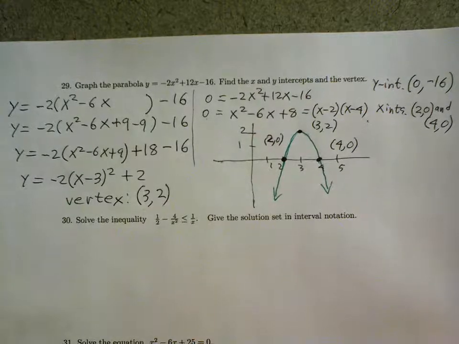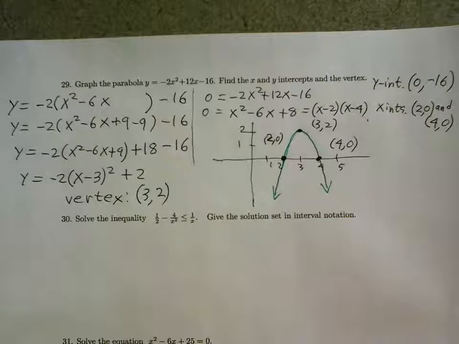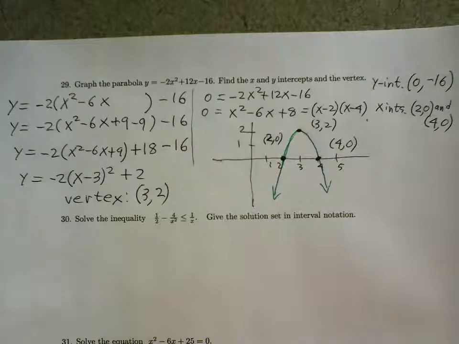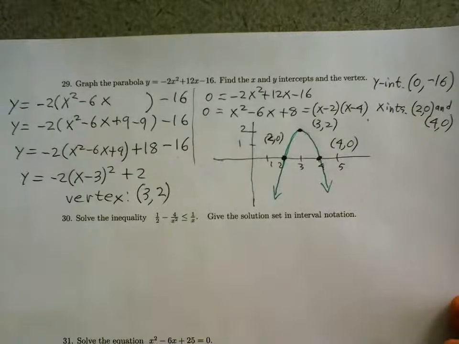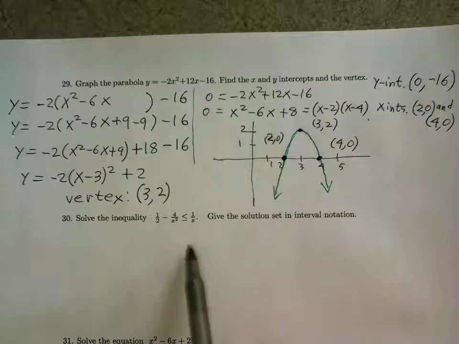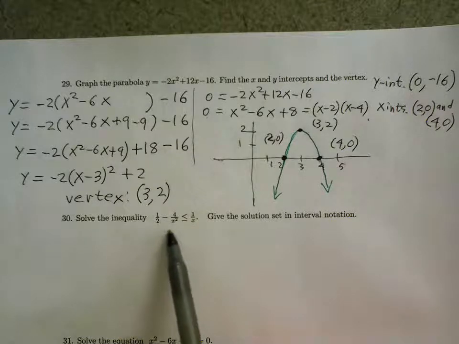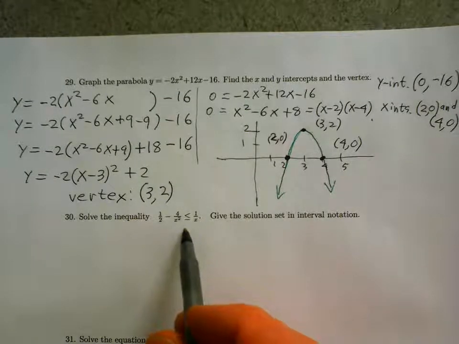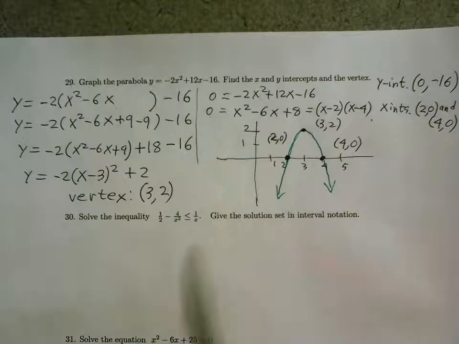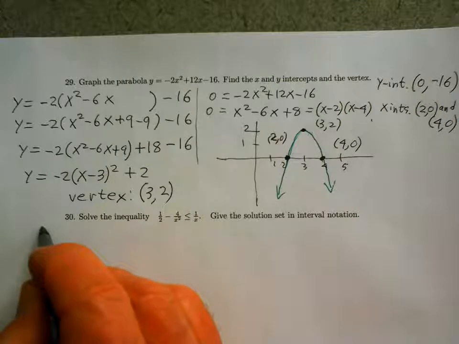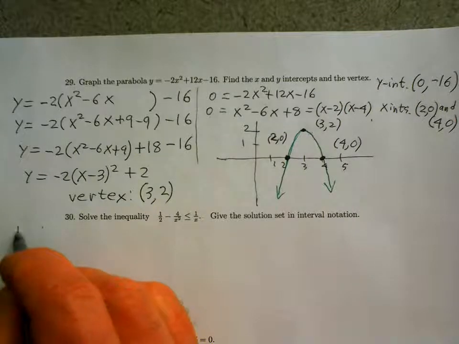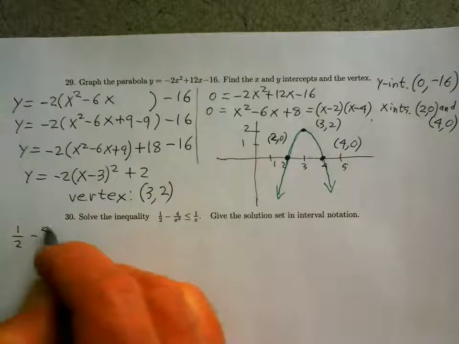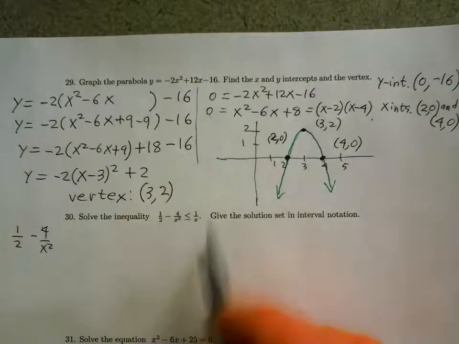Okay, number 30, solve the inequality. 1/2 minus 4 over x squared is less than or equal to 1 over x. So this is a rational inequality. We have to do some work to get it in the form that we want. So we want one side to be 0. So we will subtract 1 over x from both sides.